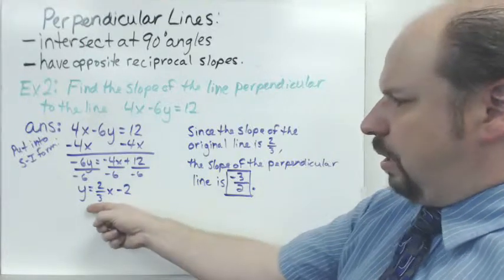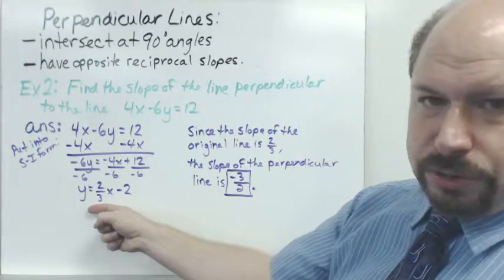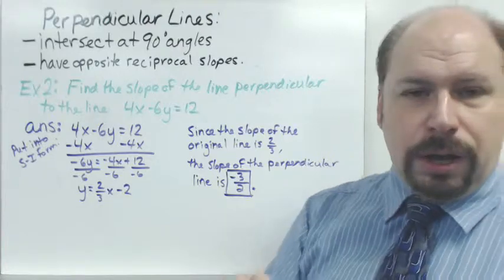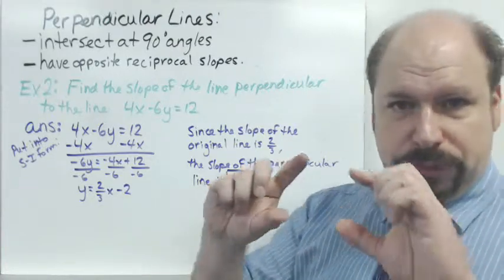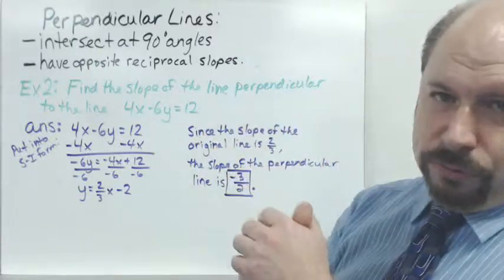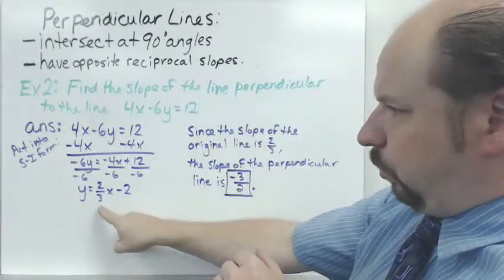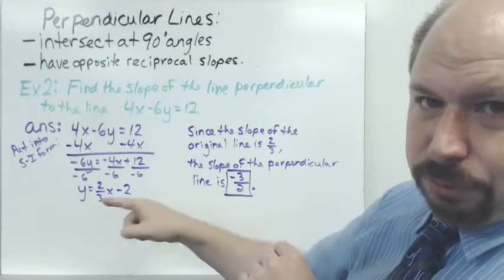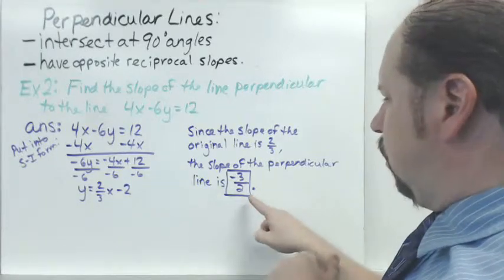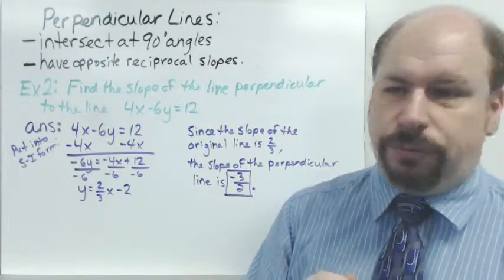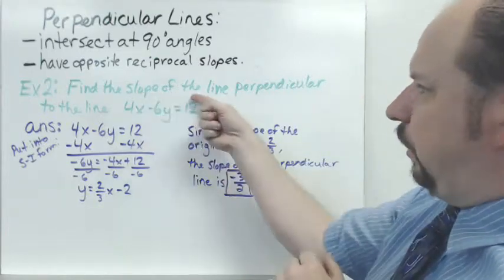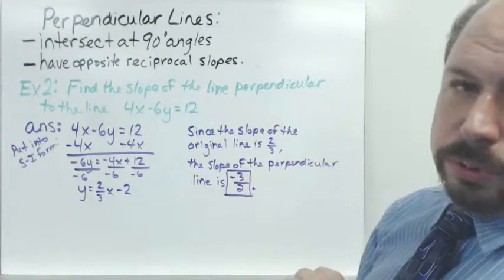Okay, so since our original slope is 2/3, remember, opposite is simply putting a negative sign in front of it, and reciprocal means we take the fraction and flip it over. So the opposite reciprocal slope will be -3/2. So the slope of the perpendicular line is -3/2. And that's all we needed to do on this one, just find the slope.